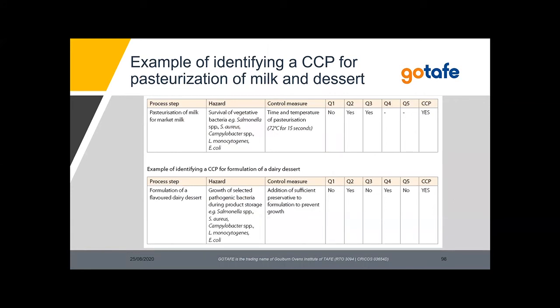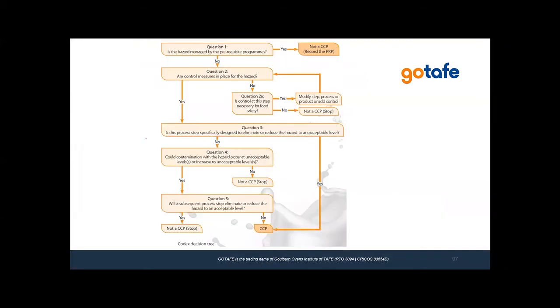The first example, which we have touched on a little bit, is the pasteurization of milk for liquid milk product. So we have identified the hazard. The hazard would be the survival of those microorganisms, and we know how bad it's going to be if you have those in your product. So then you go to each step. The control measure is basically pasteurization at 72 degrees for 15 seconds, and then you go to question 1. What is question 1 again?